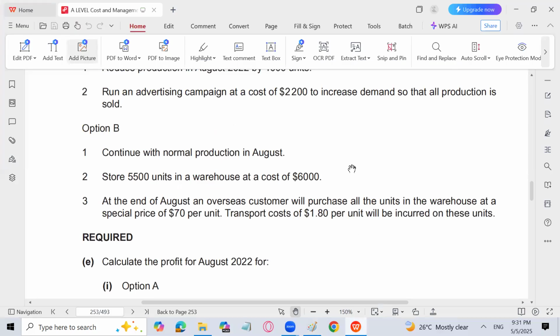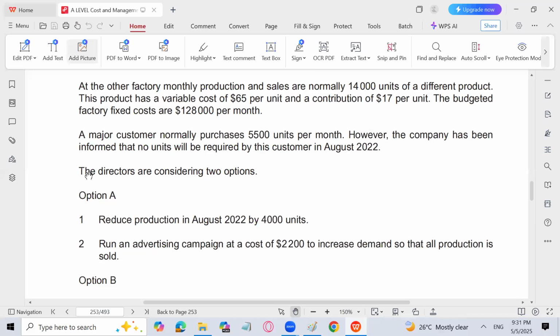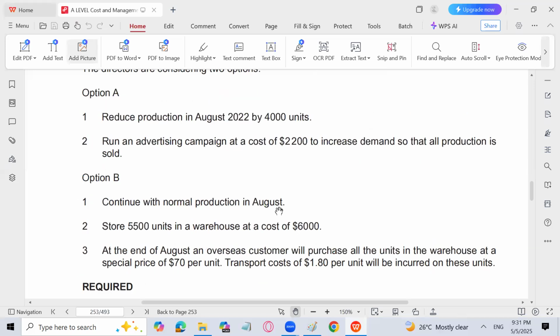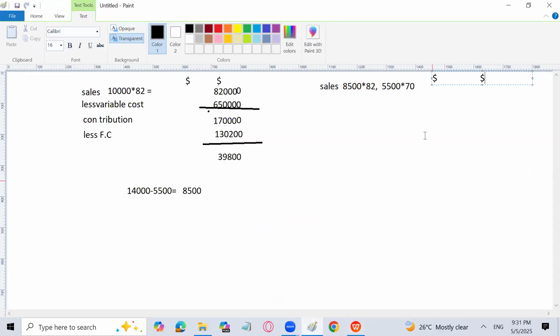Out of 14,000 units, he is saying that we will continue to produce 14,000 units, which is a normal production. And the extra 5,500 units we will store at a cost of 6,000, which will increase our fixed cost by 6,000. And we will sell those units at the end of August at a price of 70. But there is an increase in transport cost of 1.8 per unit. So let's do that. So what is the sales now? 8,500 into 82 and 5,500 into 70. You have to go for the total.